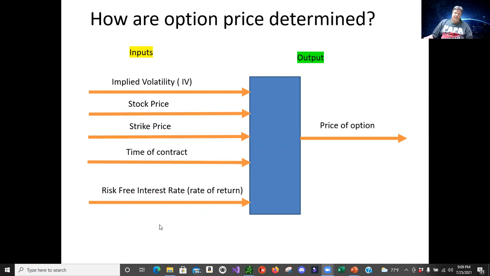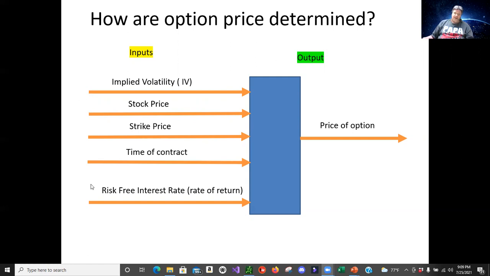And then the big thing is the time of the contract, and that's something that you pick. You pick how long you want to go out. Do you want a short-term contract, like a week, a month, 45 days? Even you go out a year or 2 years. So all that depends on what your investing strategy is.